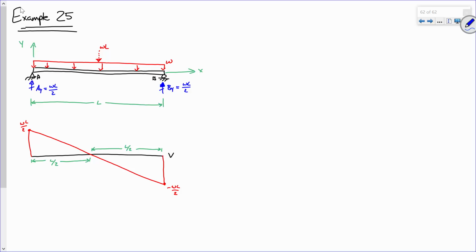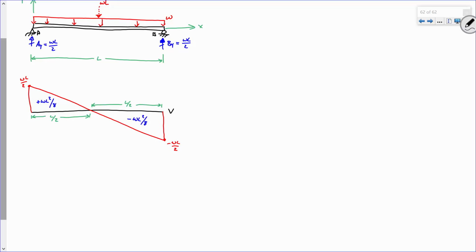Now, let's go through and draw it out. So, how do we draw the moment diagram? We integrate, right? So what's the area under this triangle? Well, it's 1/2 of that times that, right? So what is that? 1/2 of WL over 2 times L over 2. Maybe it's WL squared over 8. Make sense? This is going to be minus WL squared over 8.